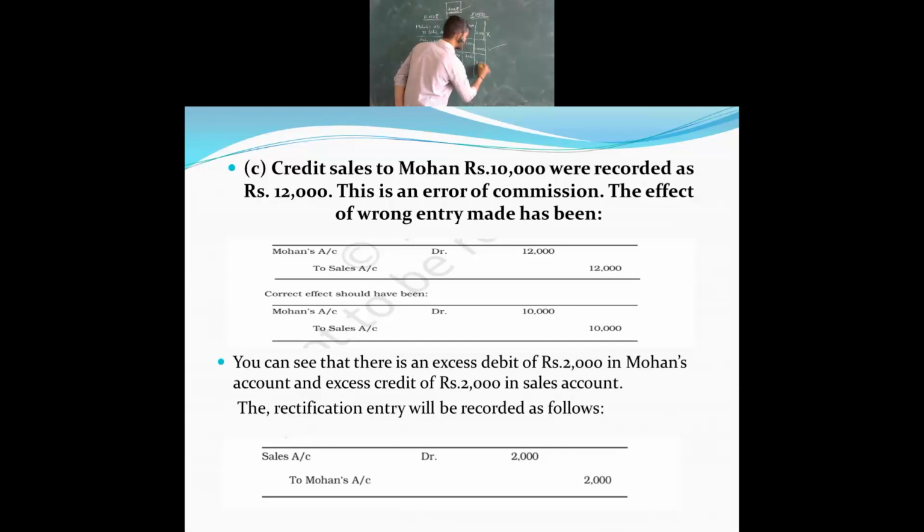2000. That's it. So this is the correction entry. Got the things? See, with errors, we are looking at what kind of error it is, how we are going to correct it, and what the correct entry will be. This is the wrong entry which has taken place. This is the wrong entry we have made here. Now, what would be the correct entry is this, and how we can correct it is this.